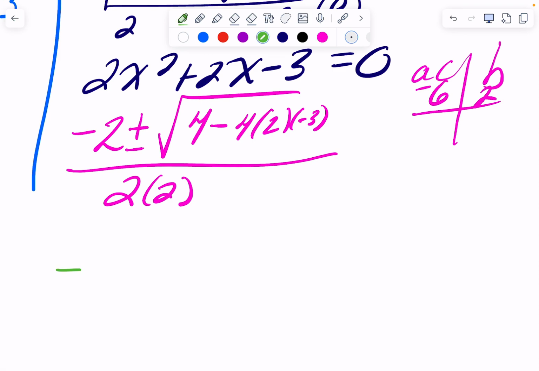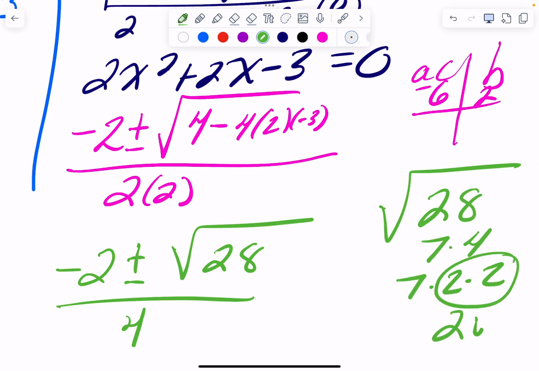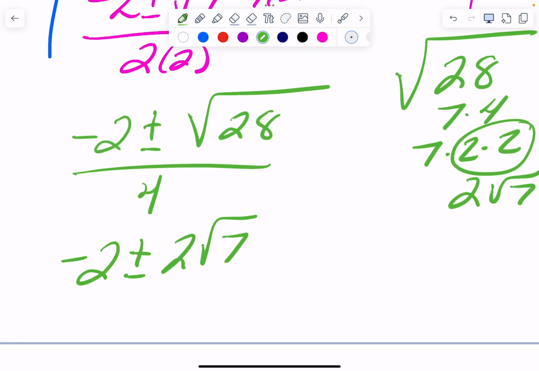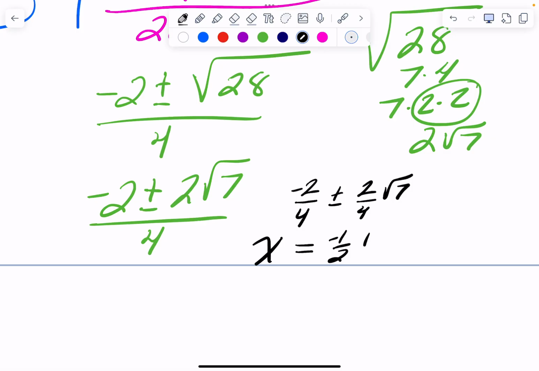No, that's fine. So then I have 4 plus, what is that? I can't do that right now in my head, just stop judging me. 4 minus 4 times 2 times, yeah, 28. 28 all over 4. You go off to the side and say square root of 28 is 7 times 4, which is 7 times 2 times 2. So 2 roots of 7 is the better version of root 28. So then your final answer would be negative 2 fourths plus and minus 2 fourths roots of 7. So our solutions are negative 1/2 plus and minus 1/2 roots of 7.